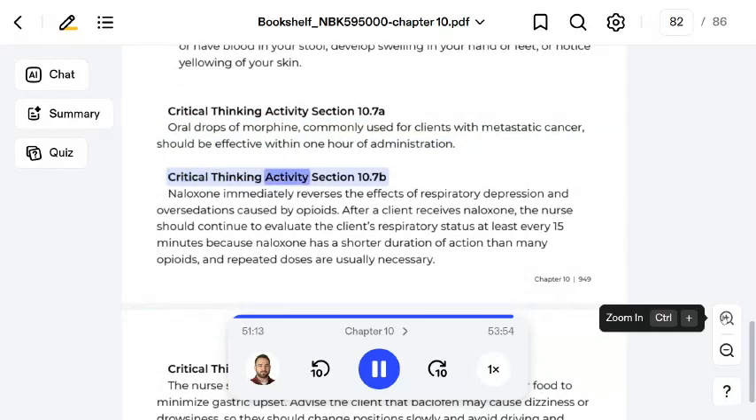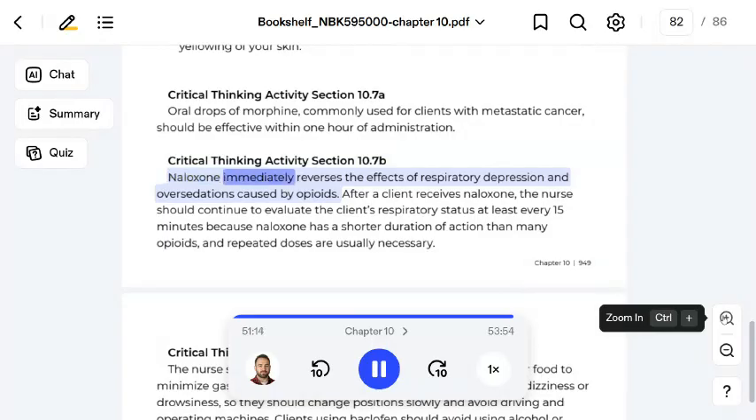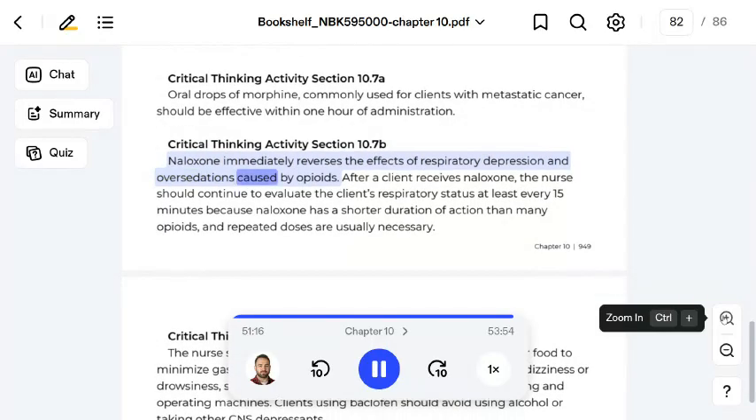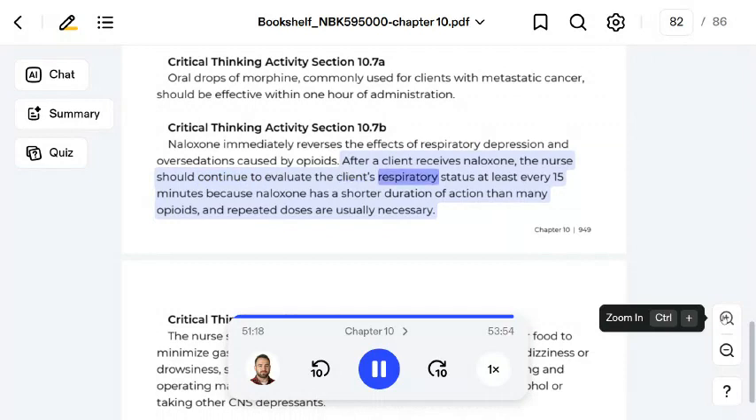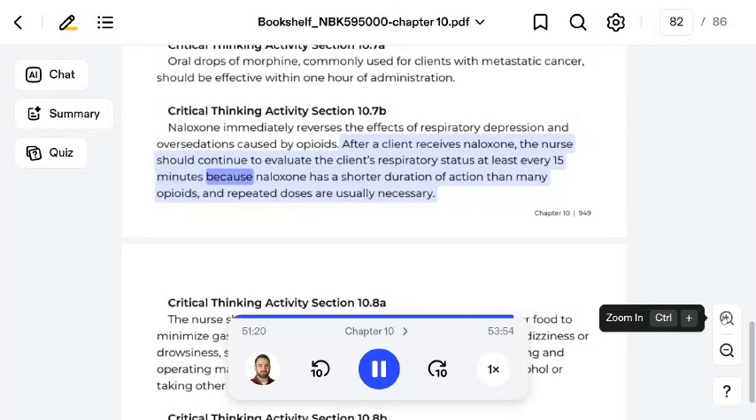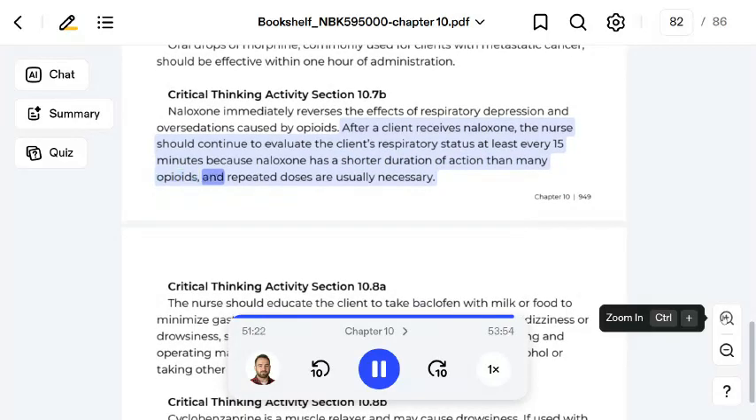Critical Thinking Activity Section 10.7b. Naloxone immediately reverses the effects of respiratory depression and oversedation caused by opioids. After a client receives naloxone, the nurse should continue to evaluate the client's respiratory status at least every 15 minutes, because naloxone has a shorter duration of action than many opioids, and repeated doses are usually necessary.